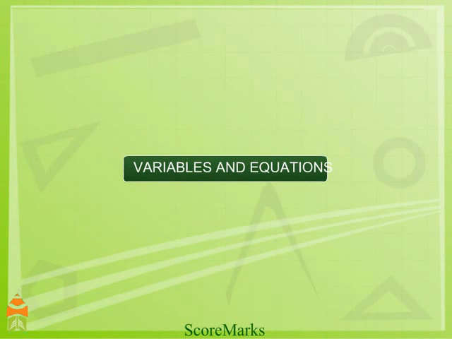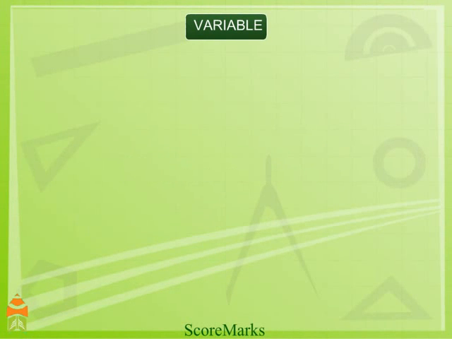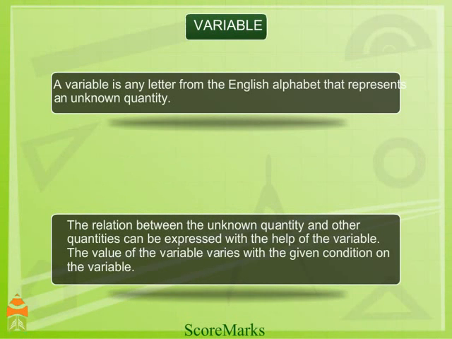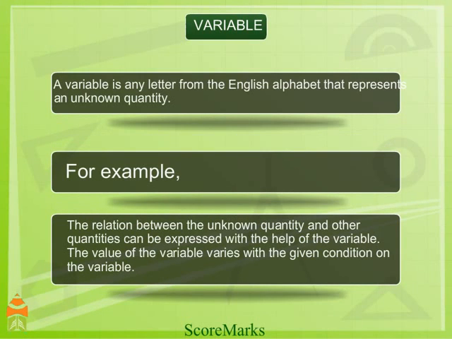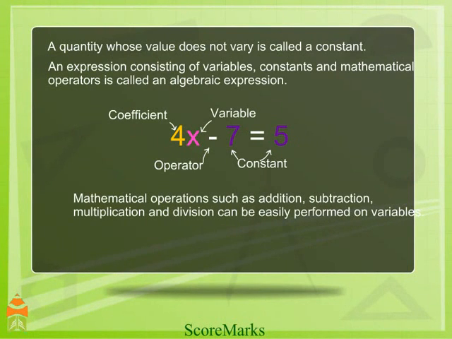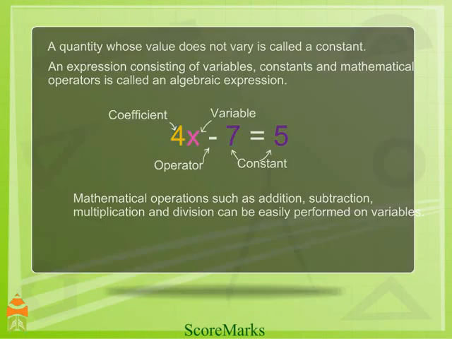Variables and equations. Let us learn what a variable is. A variable is any letter which represents an unknown quantity. For example, 2x, 4a, 6z, 7q, 5b, 3y, etc. An algebraic expression consists of variables, constants and mathematical operators such as addition, subtraction, multiplication and division.